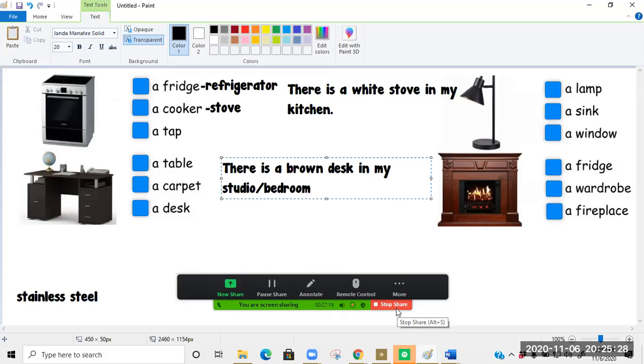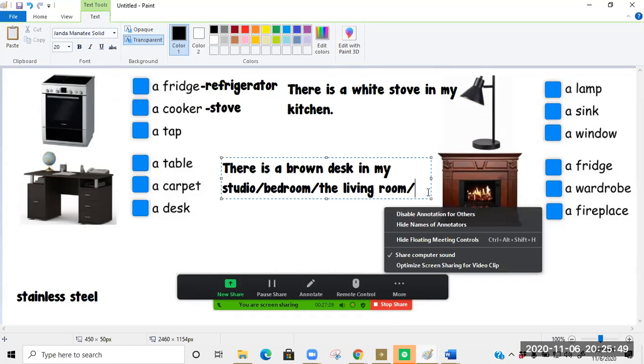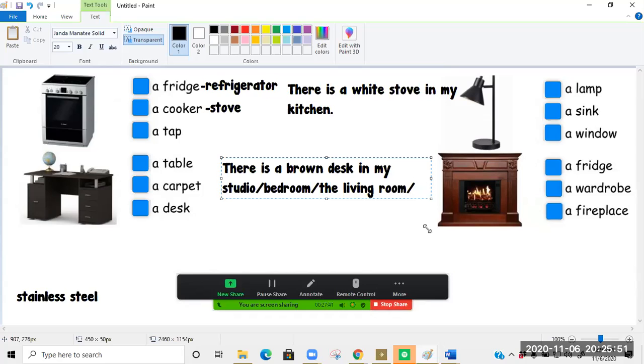Okay, there is a brown desk in my studio, in my bedroom. ¿En qué otro lugar podría haber un desk? In the living room, maybe? Living room. Okay, so there is a brown desk in my studio, in my bedroom, in the living room. ¿Cómo se llamaría el cuarto de reunión? Very good. In the meeting room. Okay, in the cuarto de reunión, in the meeting room. Very good. Good job.